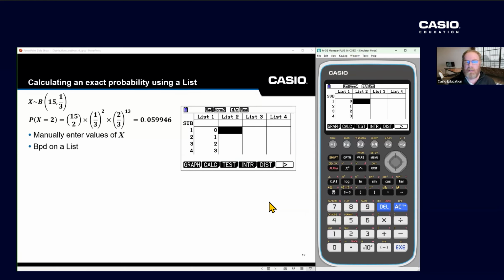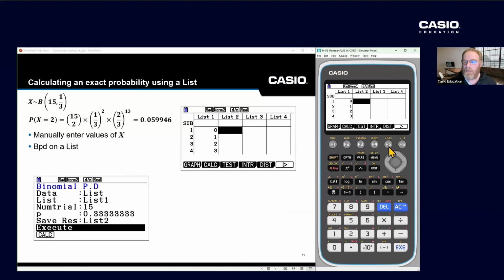Then I need to do BPD on a list. That allows me to choose distribution and binomial, BPD, so you can also access these shortcuts within stats mode. I can do it on a variable or a list. I want to do it on list 1, which is where my values of x are, so I need to enter the parameters. So n is 15, and I'll do a calculation this time, 1 divided by 3. There you go. You don't have to, but you can save the probabilities to a list. So I'm actually going to save these to list 2.